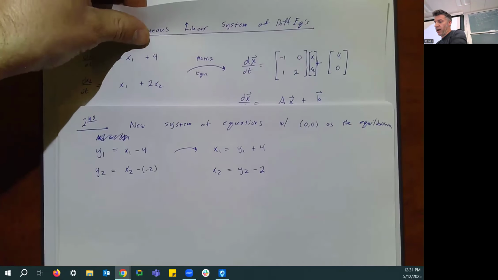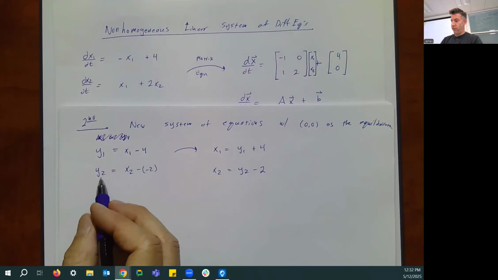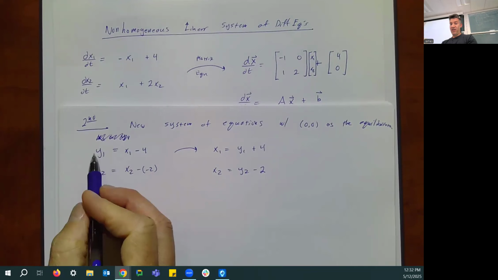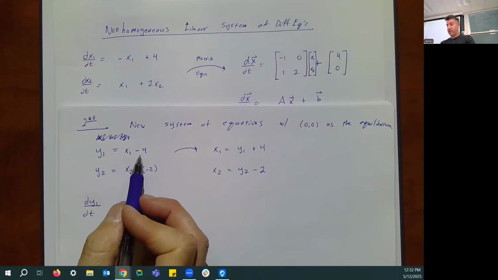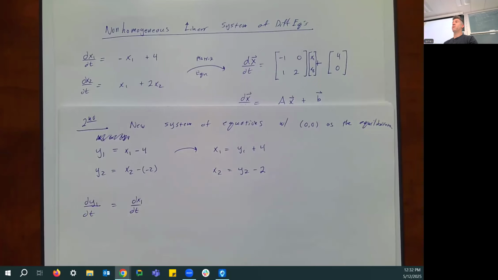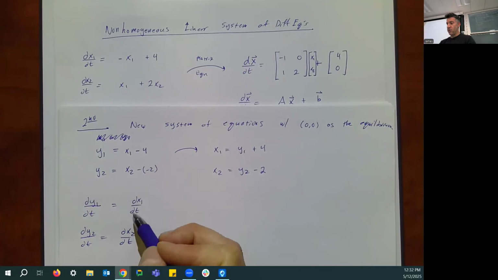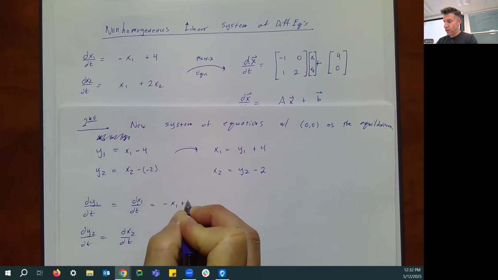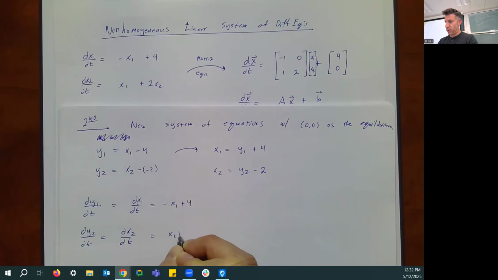So I'm going to find my derivative of y1. Well, the derivative of y1 with respect to t, if I take the derivative of this side, it's the same as the derivative of that side. So that's going to equal the derivative of x1 with respect to t minus 0. And similarly, the derivative of y2 is going to equal the derivative of x2. But we know what these two things are equal to. dx1/dt is equal to negative x1 plus 4. dx2/dt is equal to x1 plus 2x2.